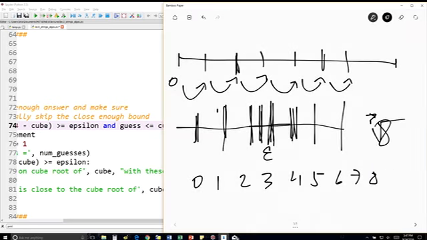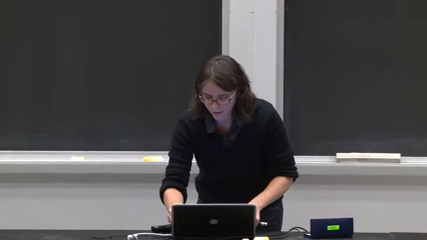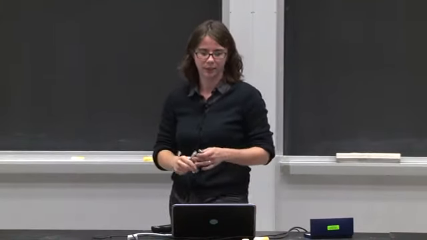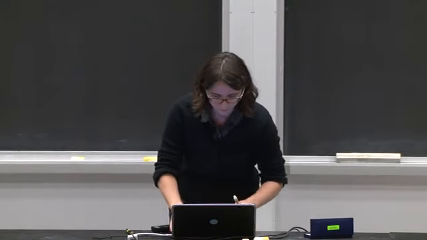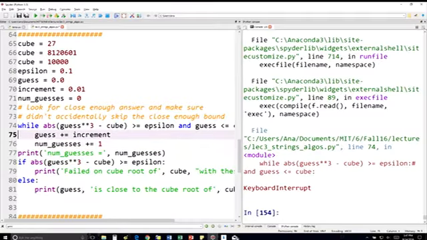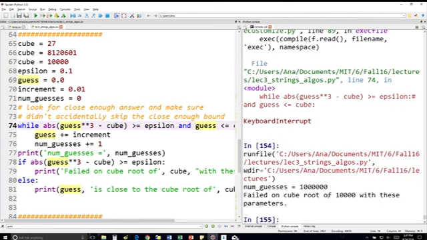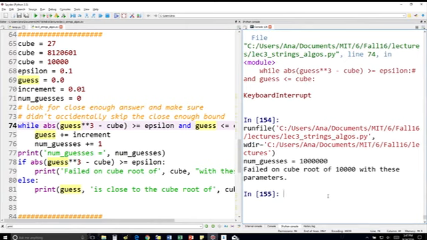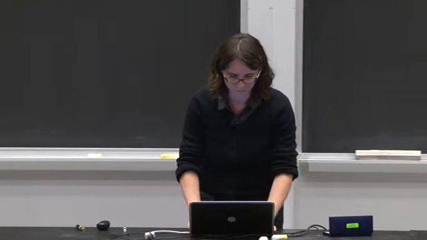Cube root of 8, right? Once I've reached 8, I'm going to stop. And it's the same thing here. So I just added this little clause that says, while I'm greater than or equal to epsilon, and I'm still less than the actual cube, just keep searching. But once I've reached the cube, then stop searching. And with 10,000, you can see that I failed to actually find, so that's what this part here does. It tells me that I've failed to find the cube root with those particular parameters. OK.